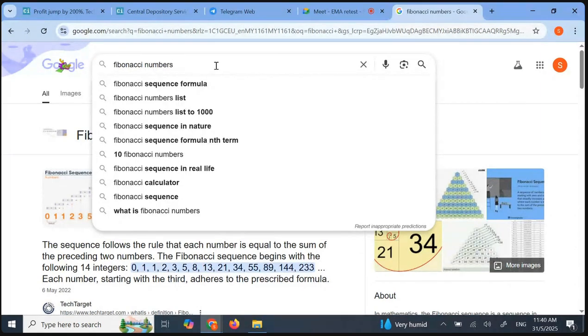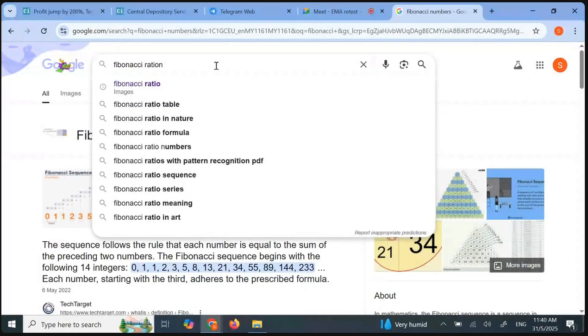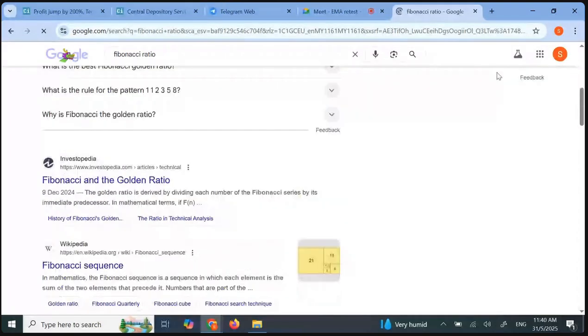And if you talk about the Fibonacci ratio, it's also something similar to this. So it's 23% move, 38% move, 61% move. All this can be in terms of rise or fall as well. So we will try to build that.